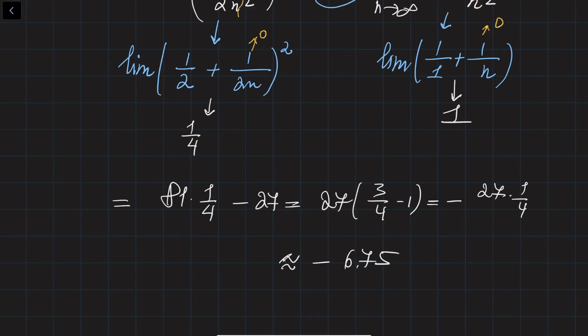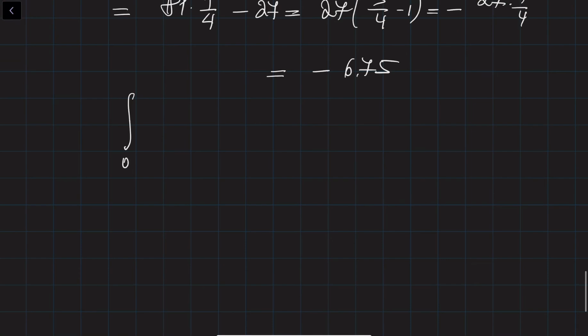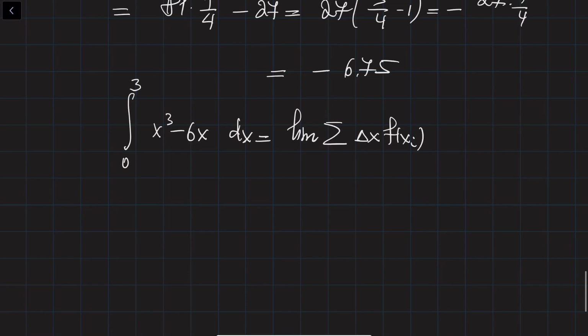which is roughly equal to minus 6.75, or rather exactly equal to minus 6.75. Well, we evaluated the integration exactly. So the integral from 0 to 3 of x cubed minus 6x dx is going to be equal to the limit of the sum of delta x times f of xi, i goes from 1 to n, when n approaches infinity. It's going to be minus 6.75 exactly.